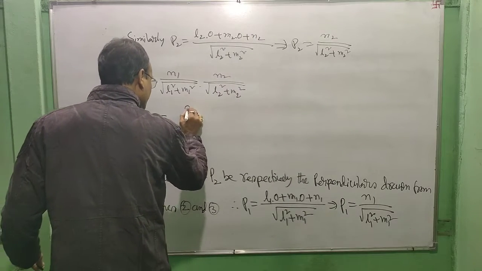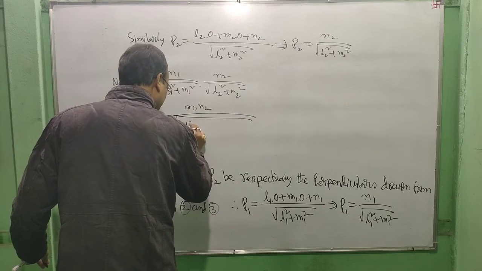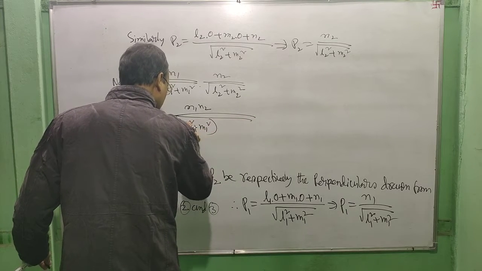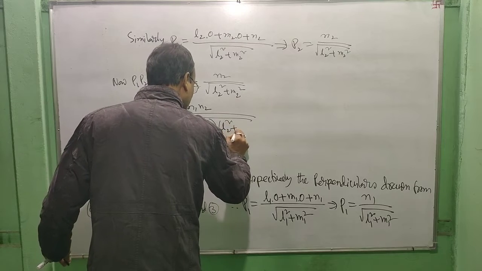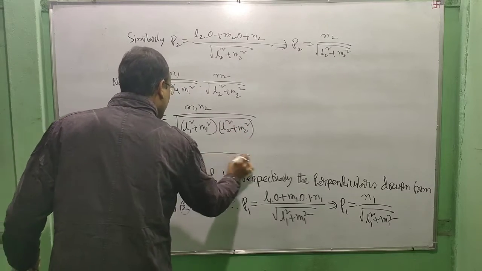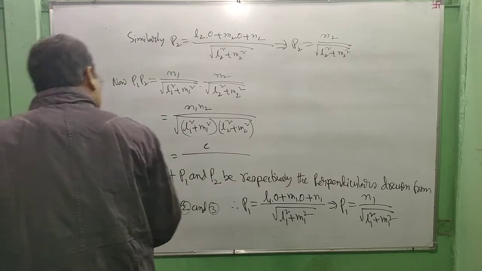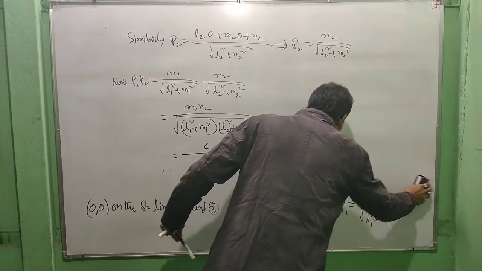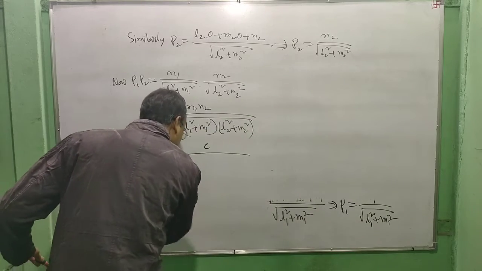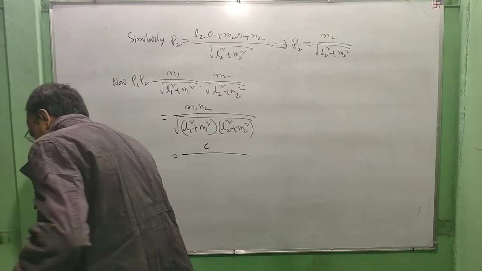This is equal to N1 N2 divided by root of L1 square plus M1 square into L2 square plus M2 square. This is nothing but c. You may write L1 N2, this is equal to c. N1 N2 equal to c.